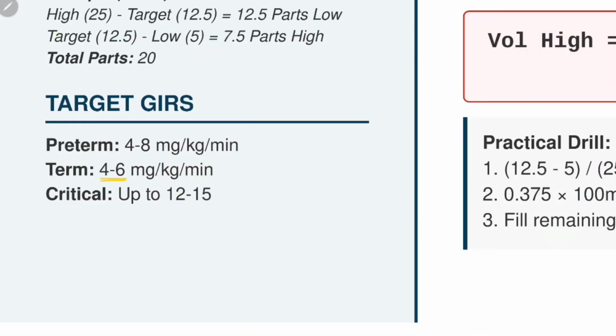For term babies and children, we can give normal maintenance as 4 to 6 mg per kg per minute, and preterm babies may require up to 8 mg per kg per minute, and in critical patients we may have to increase up to 12 to 15 mg per kg per minute GIR. Then we have to know the concentration of dextrose, how much rate you have to give, and whether it is given in a peripheral vein or central vein, and decide accordingly. So this is all.